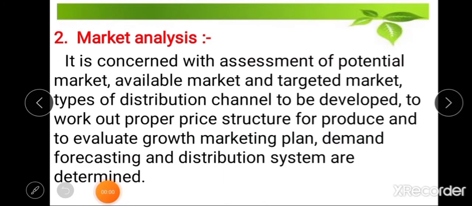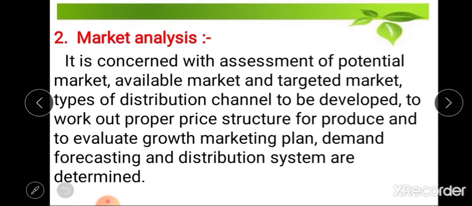The second step in establishment of an agro-based industry is market analysis. It is concerned with assessment of the potential market, available market and targeted market. Also the types of distribution channel to be developed, working out a proper price structure for a produce, and evaluating growth. Marketing plan, demand forecasting and distribution systems are determined.